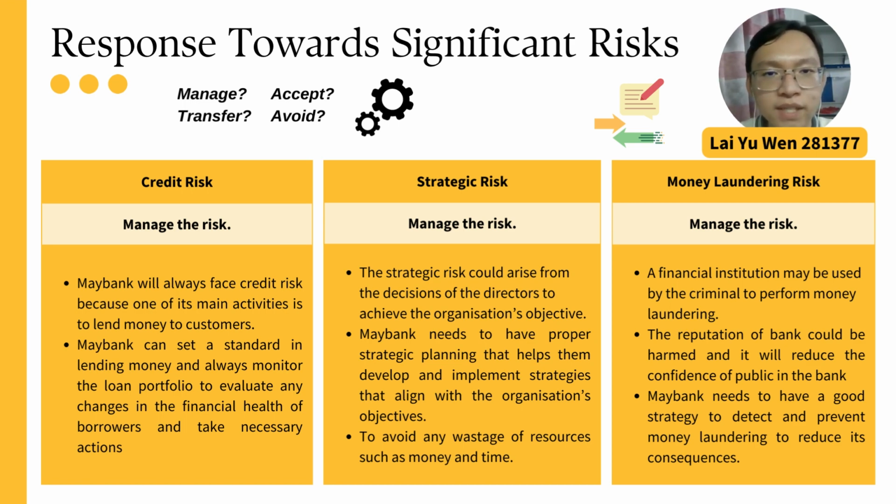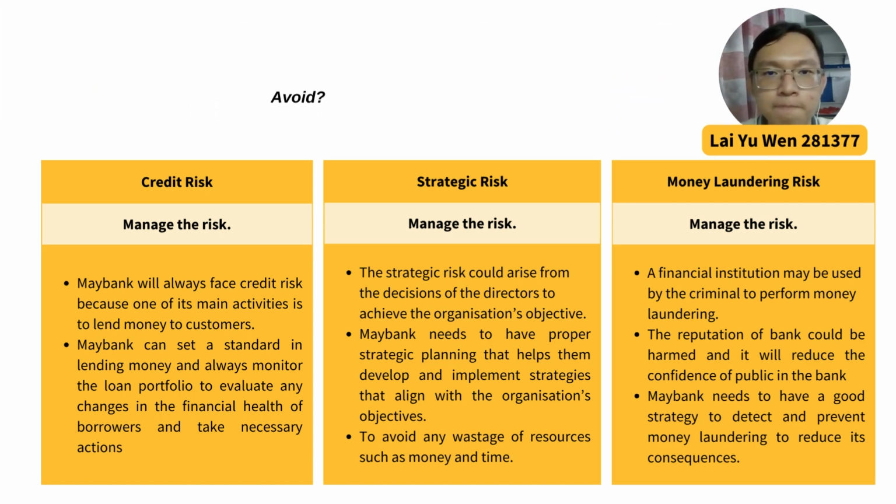The third risk is the money laundering risk, and Maybank should manage. A financial institution may be used by criminals to perform money laundering. The reputation of the bank could be harmed, and it will reduce the confidence of the public in the bank. Maybank needs to have a good strategy to detect and prevent money laundering to reduce its consequences.